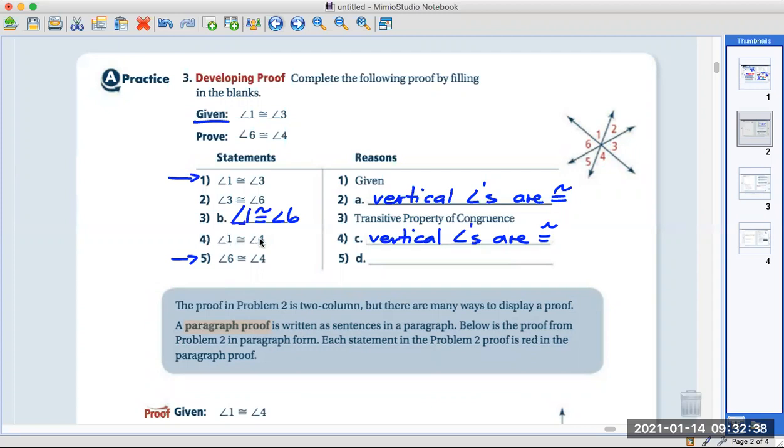Angle 1 is congruent to angle 4 and 6 is congruent to angle 4. Notice these two angles are equal. Of course, they're the same angle, right? They're equal to itself. Therefore, these two must be equal as well. Yeah, so that's called substitution, I believe.